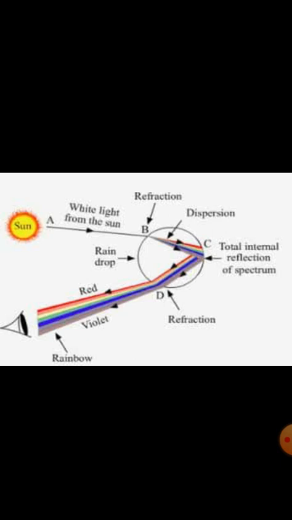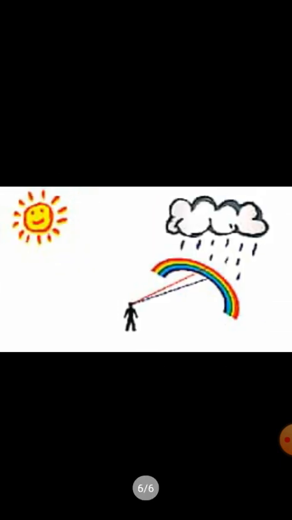But there are a few conditions that are needed for the rainbow formation to take place. We will be discussing the conditions required for the formation of rainbow. The rainbow is formed in the sky when the sun is shining and it is raining at the same time. Both should take place at the same time. The sun has to shine and it should rain. Then only the rainbow formation will take place.